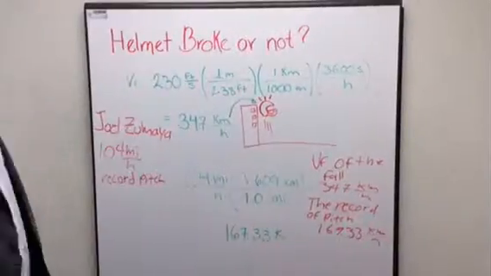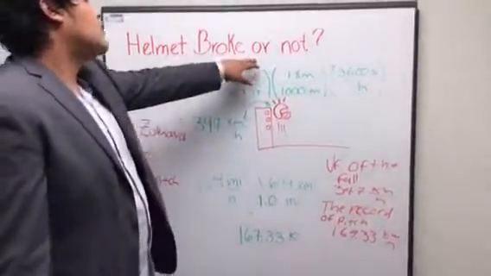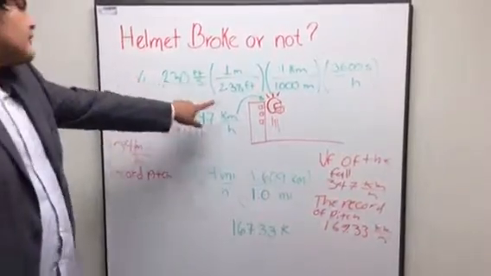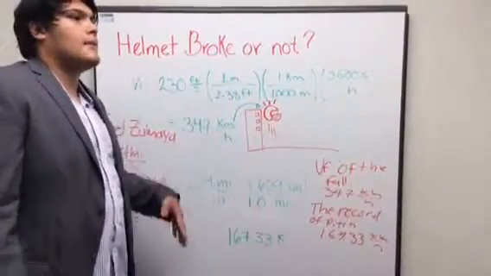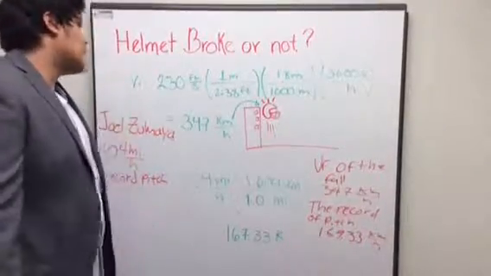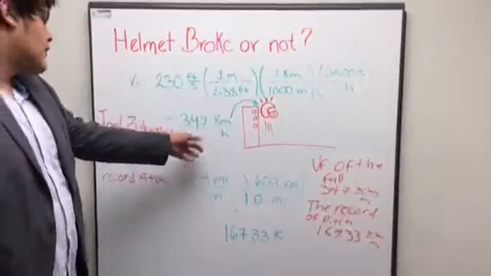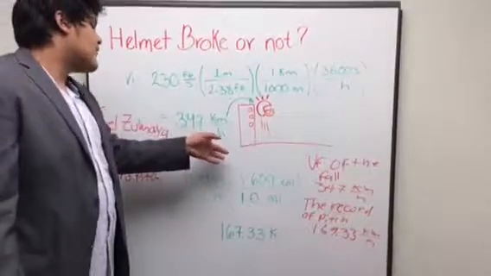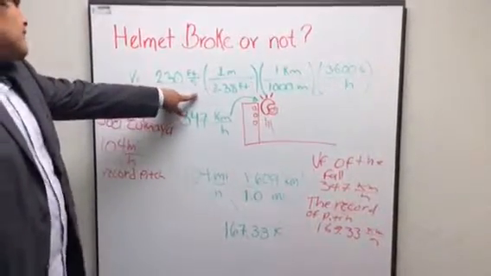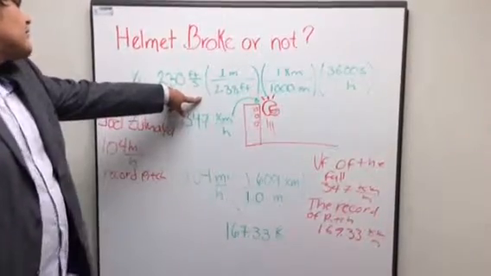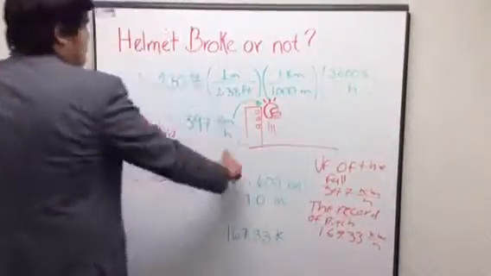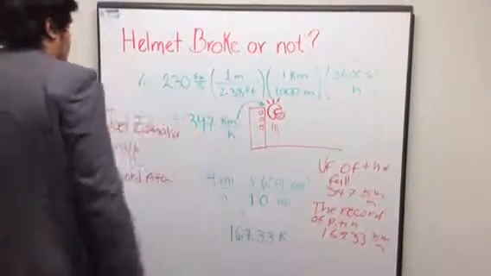The question is, will the helmet be broken or not? We know that the final velocity of this helmet, just a little bit before it crashed on the ground, is 347 kilometers per hour. We have that it was 230 feet per second. We do all the conversion, and this was our result.